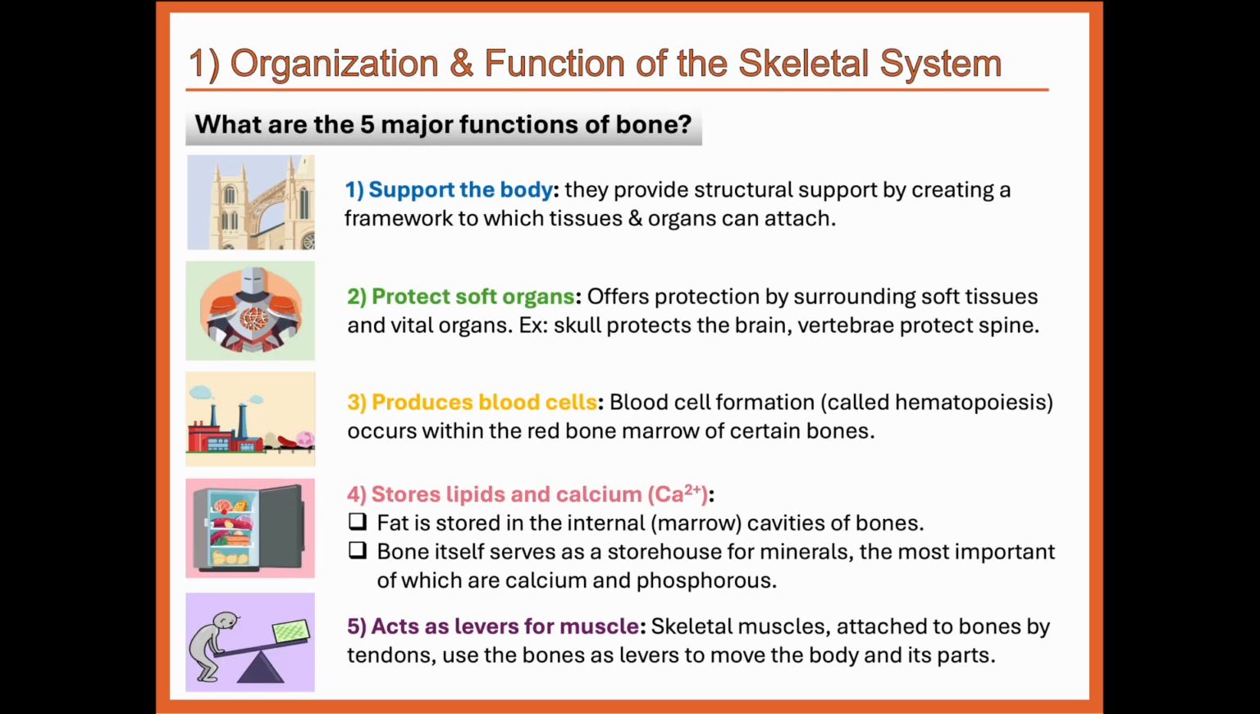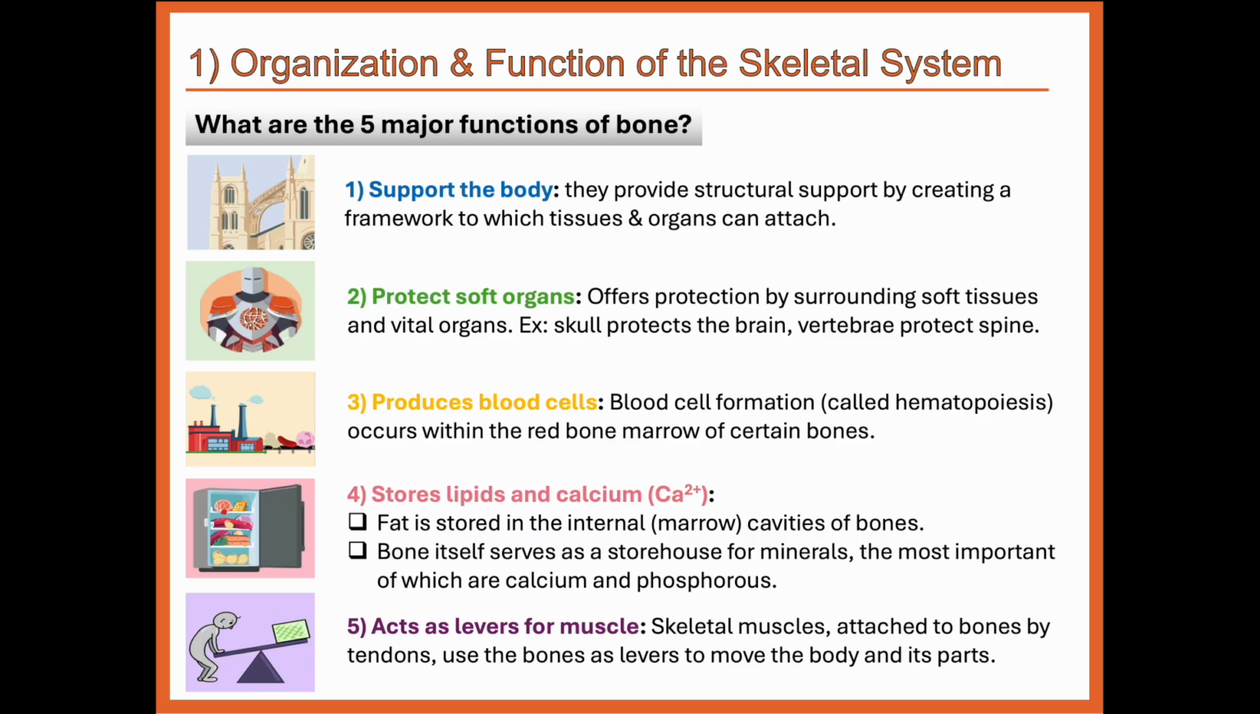So very briefly, right, the major five things about bones, their functions: they support the body, right? They are this legitimate skeleton. When we say something's a skeleton, they're the framework that things build on, right, such as tissues and organs. They protect soft organs. The skull protects the brain, vertebrae protect the spine, the ribs protect the lungs, the sternum protects the heart, right? So there's all these bones that help protect our soft organs.